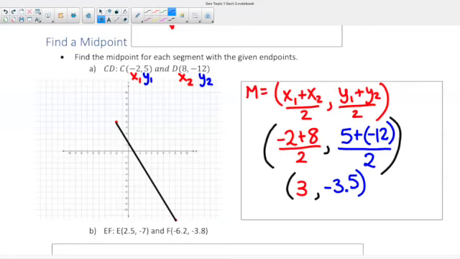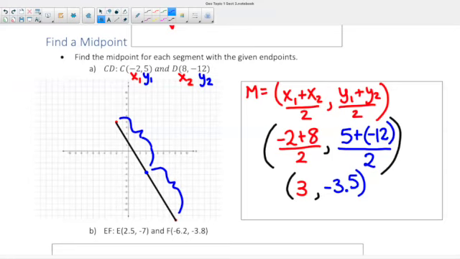Where is that on our graph? So let's find that. (3, -3.5). Wow, it's right in the middle. That is the midpoint. It's half of the line from either direction. Okay.